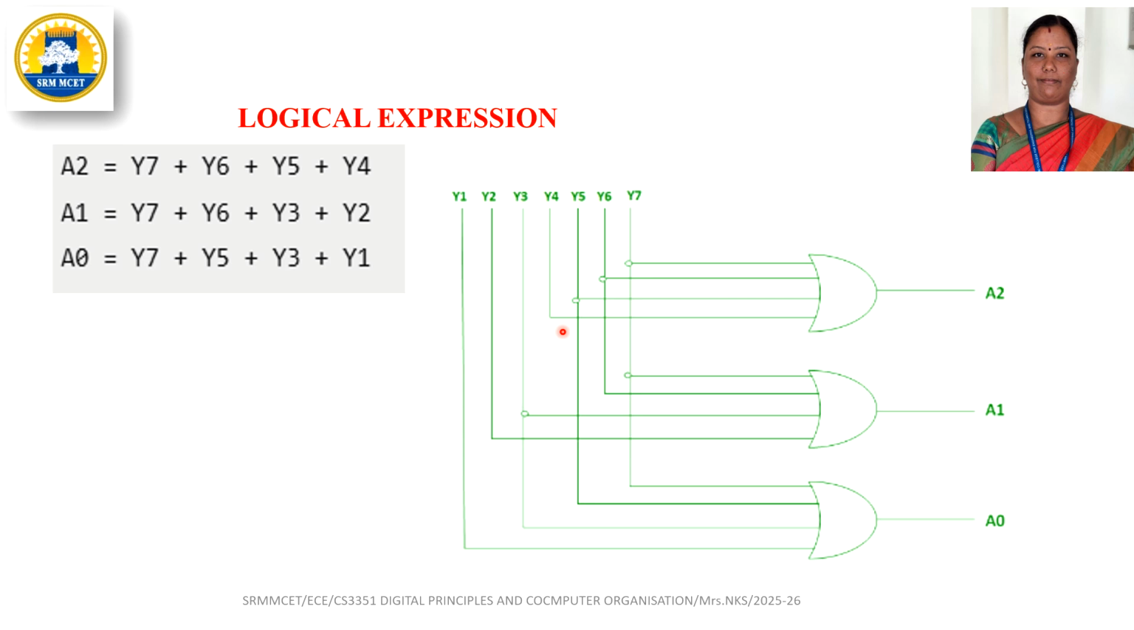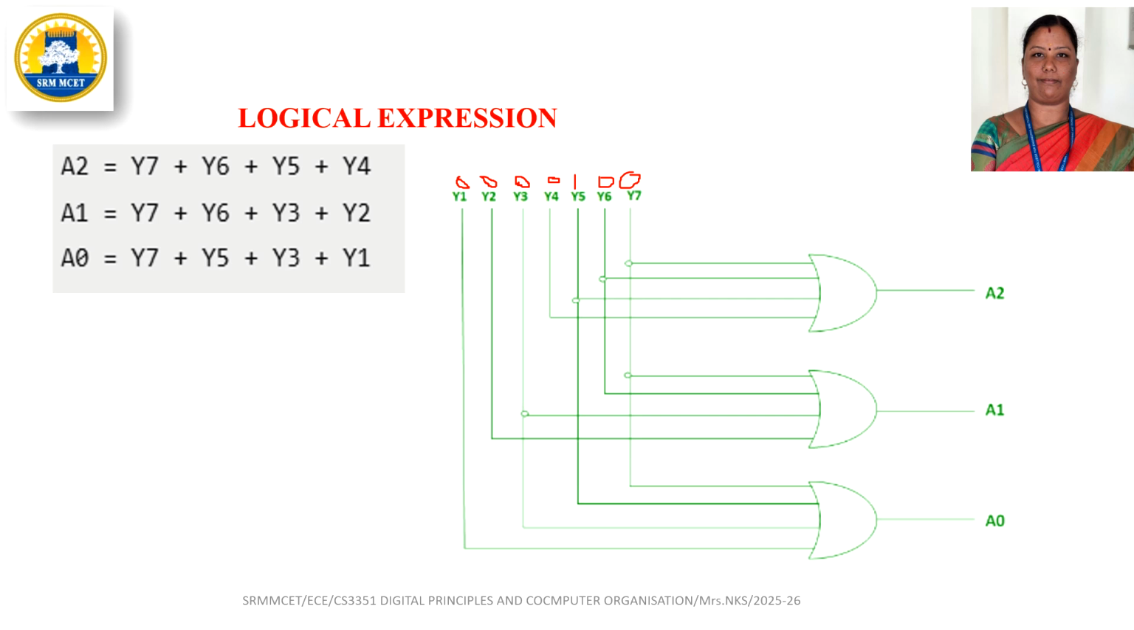Let's see, if the Y5 input alone is set to 1 and the other inputs are set to 0, what will be the output of the circuit? Let's check now. For Y5 alone 1, the other inputs Y0, Y1, Y2, Y3, Y4, Y6 and Y7, all 7 inputs, are 0. So Y5 alone is 1.